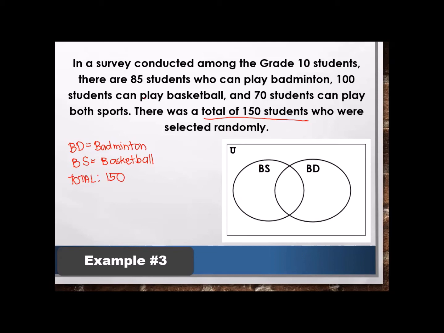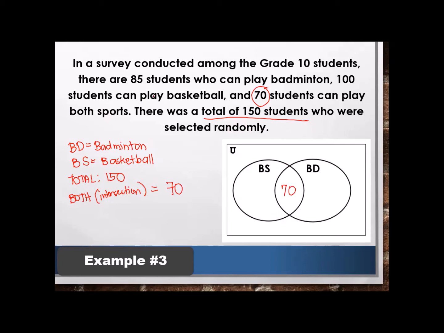So, let's go backwards. Ang uunahin muna natin ay both. Kasi iyan yung intersection. Yan yung mga umulit sa bilang. Okay, ibig sabihin, dalawa ang pinili nila. Gusto nila ng badminton at saka ng basketball. Ilan yon? Which is 70. Ibig sabihin, maglalagay na tayo ng 70 sa gitna.